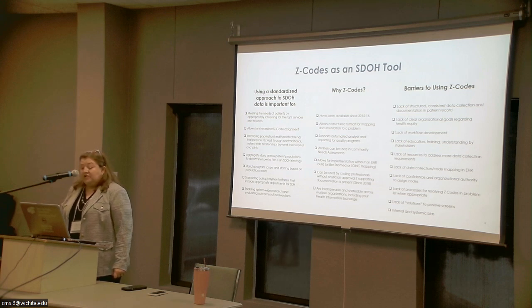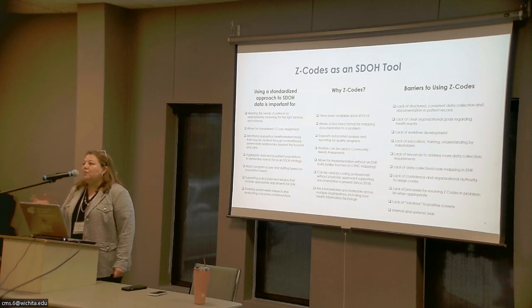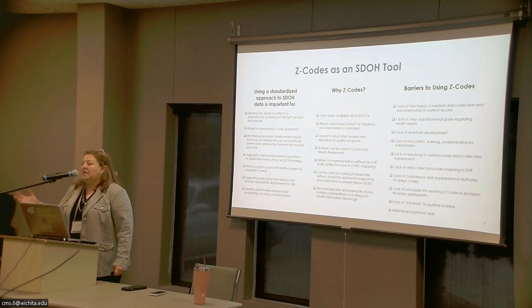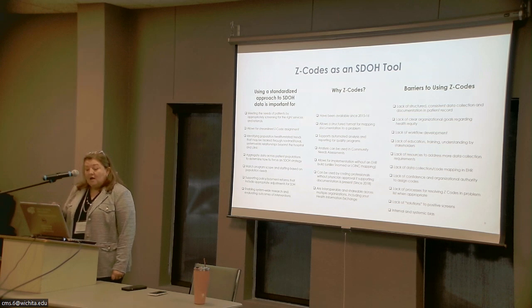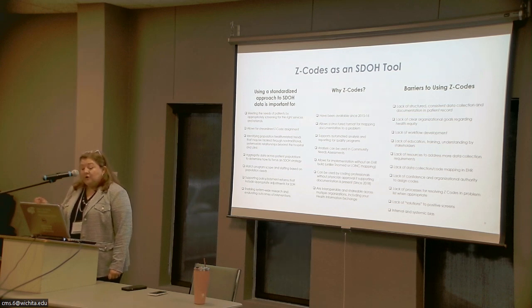And identifying your population with health-related trends that may be tackled through non-traditional system-wide relationships, that collaboration that Dan was talking about beyond the hospital and clinic. If you know what's going on with your patients and you have structured data and you can actually pull that out, then you can utilize that for so many things just besides being able to give the patient the services they need. Now we see, oh my gosh, we have a lot of food insecurity in our community. I didn't know about that. What do we do about a food pantry? What are our resources? This also matches your program scope and staffing based on population needs.